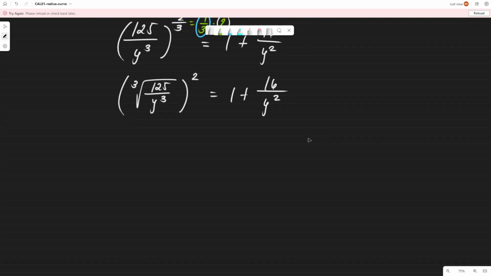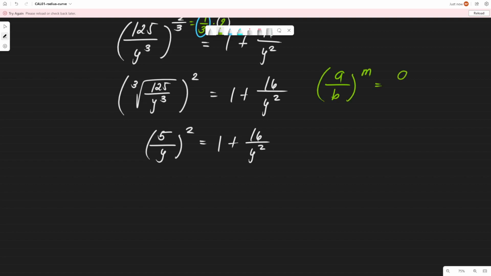Okay? So 125 is a perfect cube, and of course y cube is a perfect cube. So this can be simplified as 5 over y quantity squared, which is equivalent to 1 plus 16 over y squared. Okay, so law of exponents, if we have a over b raised to m, diba this is equivalent to a raised to m over b raised to m. Ganun din yung gagawin natin dito. So we'll have 25 over y squared is equivalent to 1 plus 16 over y squared.